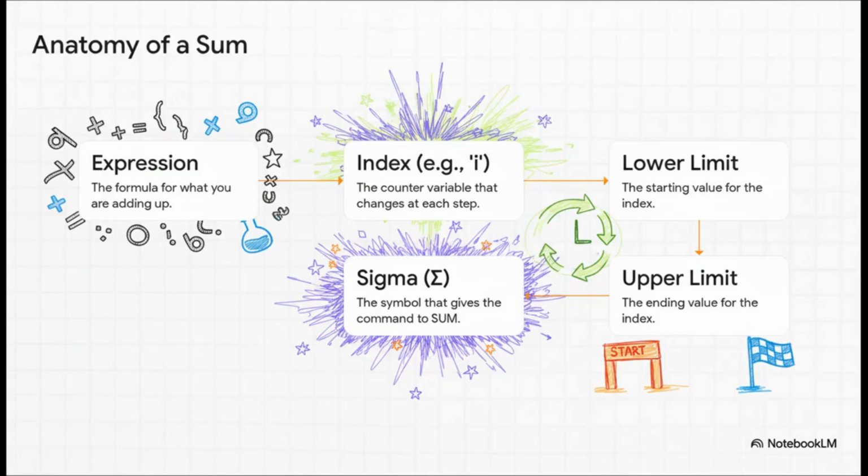Okay, so how does this command actually work? Let's break it down. The best way to think about it is like it's a little recipe or even a tiny piece of code. The big sigma symbol is your main command, sum. Then you've got the index, which is usually a letter like I or K. That's your counter. It just keeps track of which step you're on. Down below, the lower limit tells the counter what number to start at. Up top, the upper limit tells it where to stop. And finally, the expression on the right is the actual recipe. It tells you what to do with your counter at each and every step. The whole thing is one complete, self-contained instruction.